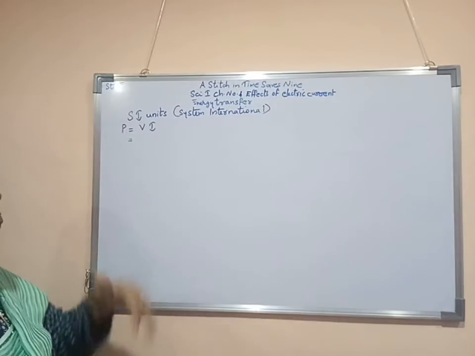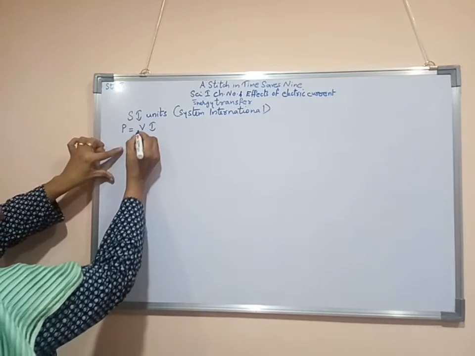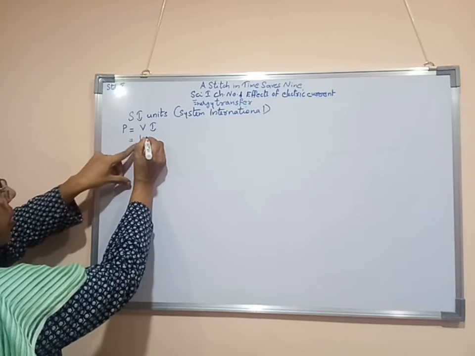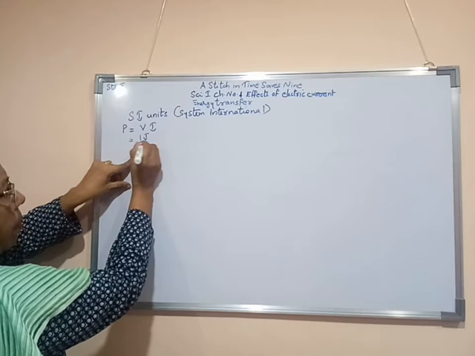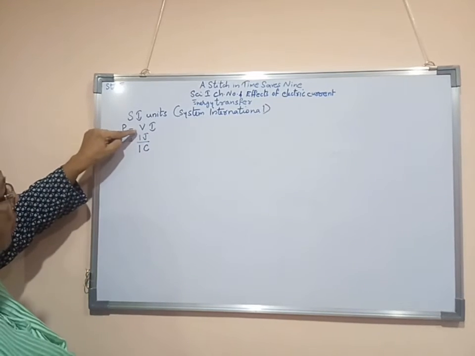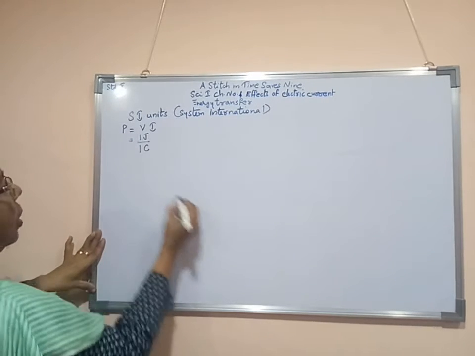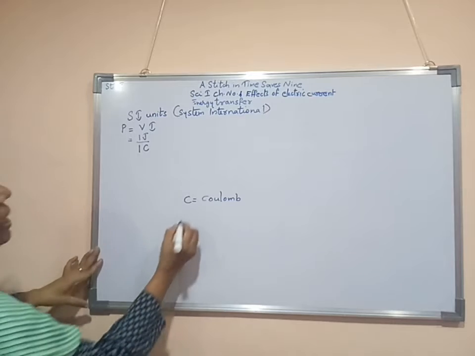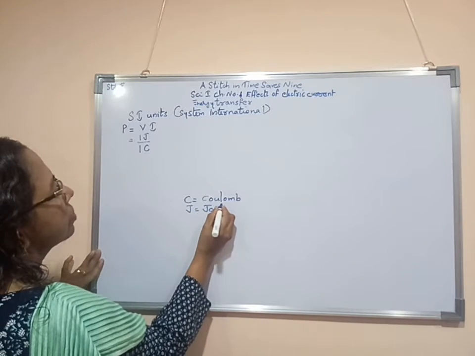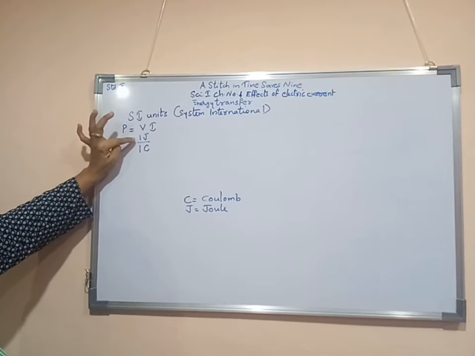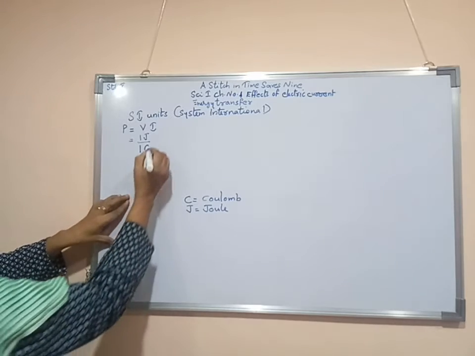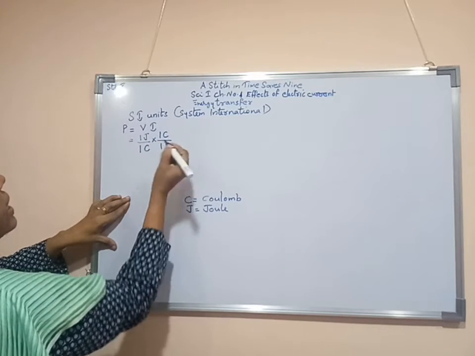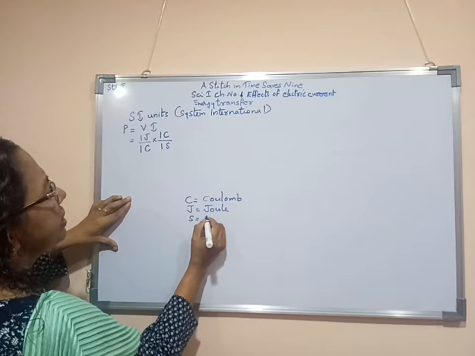Now the unit of power we have to derive. For that, V means a volt, potential difference. So we can say that V means 1 joule per 1 coulomb. C means coulomb, J means joule. So here V means 1 joule per 1 coulomb, multiplied by I, which is 1 coulomb per 1 second. C means a coulomb, S means a second.